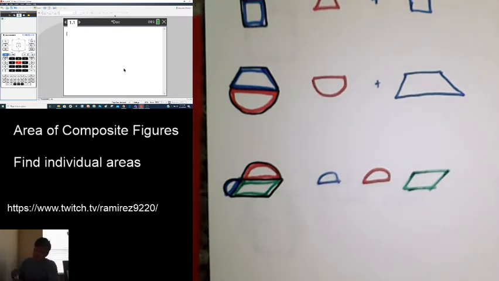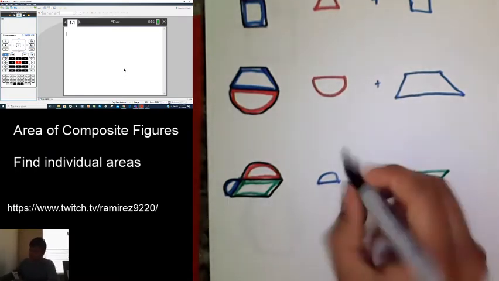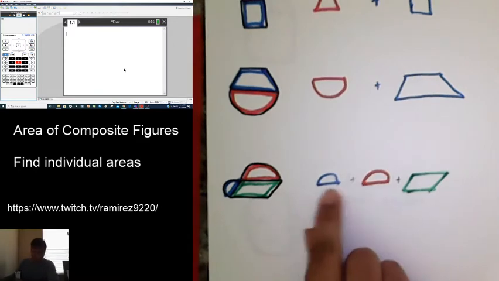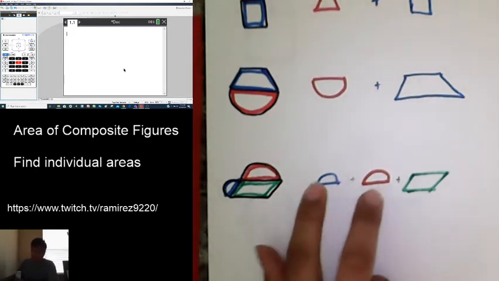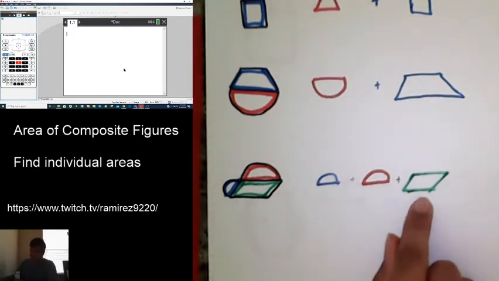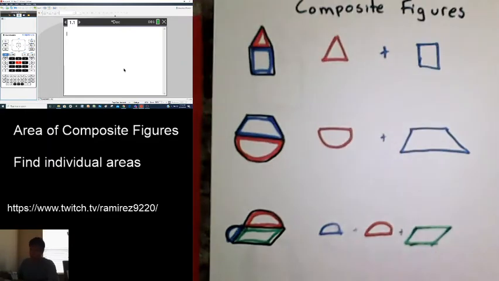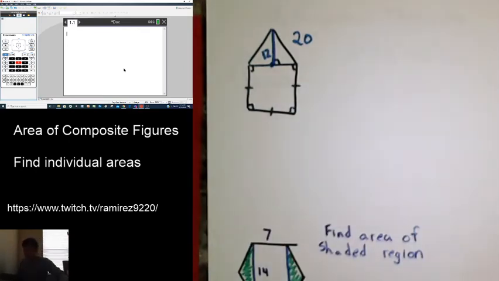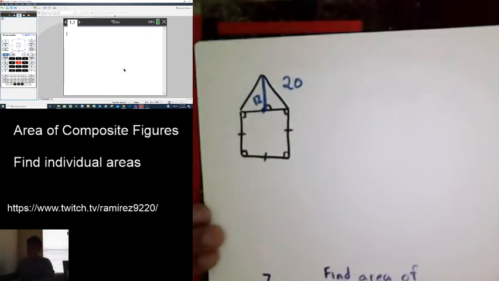You know your shapes, you break them up, you eventually need to know the main properties of each one. Keep in mind that if you're looking for the areas of semicircles, you need the radius. To find this one, you need your base and height, right? So again, make sure you know how to find the individual areas. If not, go and look at that specific video. I'm just going to go ahead and do two examples here.